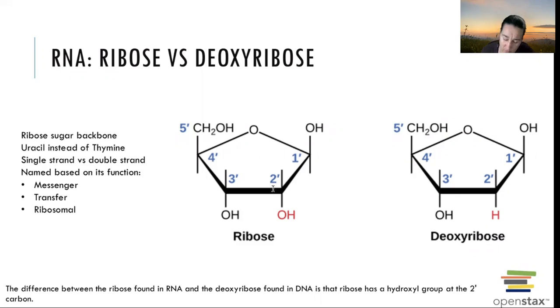For RNA, it is going to be ribose instead of deoxyribose. I keep telling y'all these names, but what does that structure even mean? Why is it called deoxyribose and ribose? Let's look at the structure of that sugar.